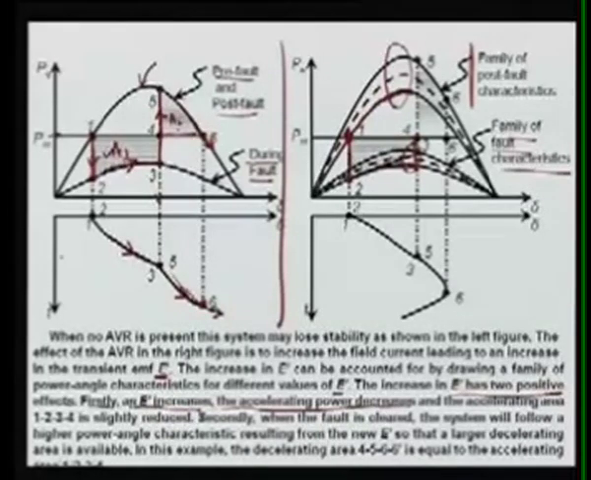The peak of this lower curve, the family of faulted curves here, will be going up, and then we can have the dotted line. Let's suppose we have increased, then we are having this characteristic. Now what happens? Your accelerating energy, that is the energy stored during the acceleration, is reduced. Now this A1 prime is less than the A1 of the previous case. So the first effect is by increasing the E prime, the accelerating power decreases and the accelerating area here is reduced slightly.